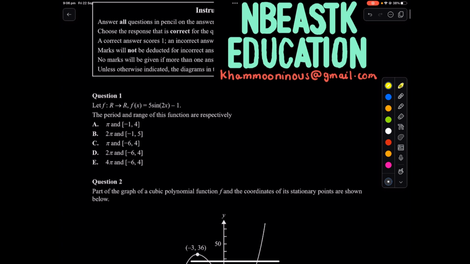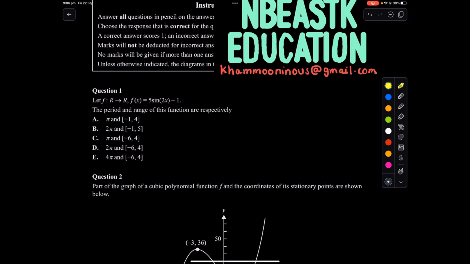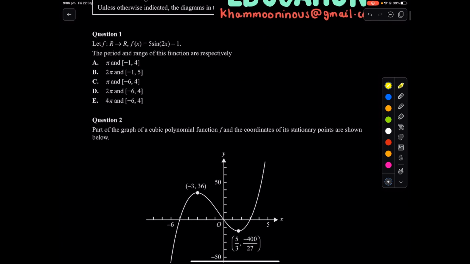f of x is 5 sine 2x minus 1. The period and the range of this function are respectively what? Okay, so it's a sine function, and we know that the period is 2 pi over, well, here it's 2, so we'll write 2. So the period is pi. So cancel that out and these ones out.